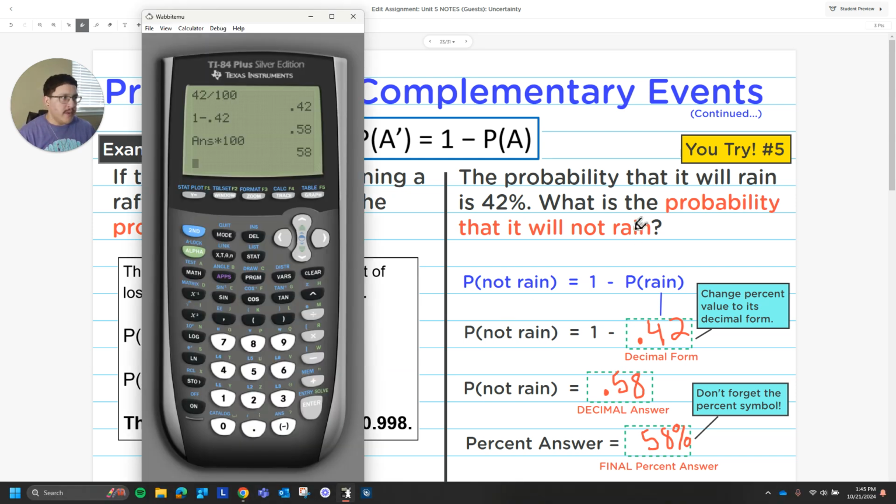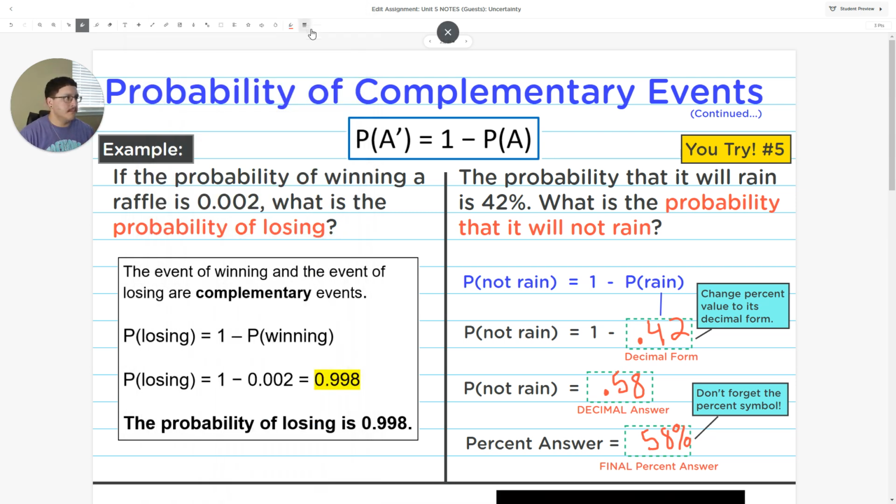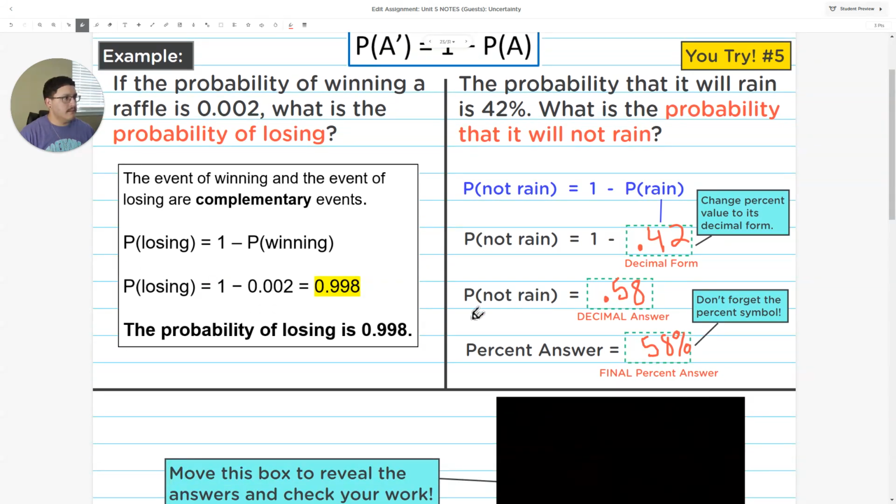Another way you can do this, because this does involve percentages, is to change 1 to 100 and then subtract the percent from there. So 100 minus 42, you'll get the exact same thing. Either way, you'll get the right answer. That's it for you try number 5.